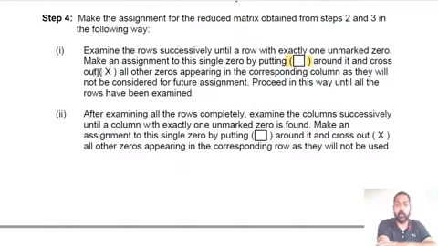Cross out, which is put a cross around all the zeros appearing in the corresponding column. When you're going row wise, you mark an assignment and cancel every 0 in that column, as they will not be considered for further assignment. Because if B is given to, let's say, 3, then 3 can't go to anybody else. So you cancel every other 0 in that column. Proceed in this way until all the rows have been examined. So you keep doing this till all the rows have been examined.